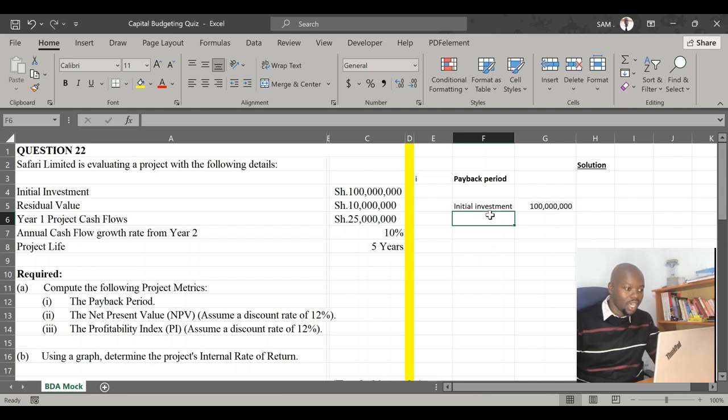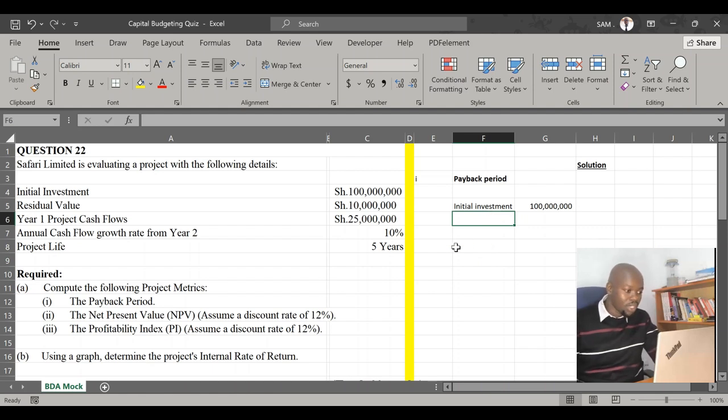Year one project cash flows is 25 million. Annual cash flow growth rate from year two is 10%. Then, interestingly, remember, we've been given project life is 5 years. So this project is starting from year one, whose cash flow is 25 million. Then the project will take 5 years, right?